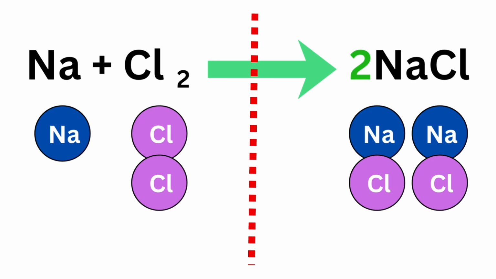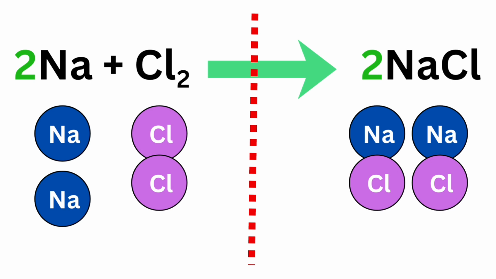Hopefully, you've now spotted that the sodium atoms are not balanced. We need an extra Na in the reactants. We can achieve this by writing a big 2 in front of the Na. So here's our final answer, the balanced equation. Well done if you got it right.